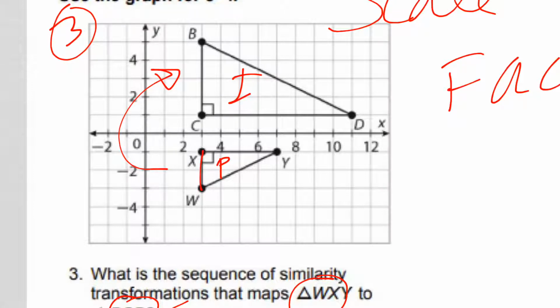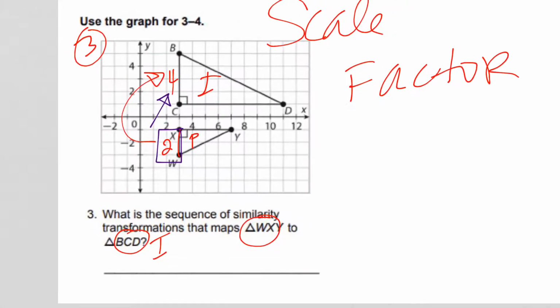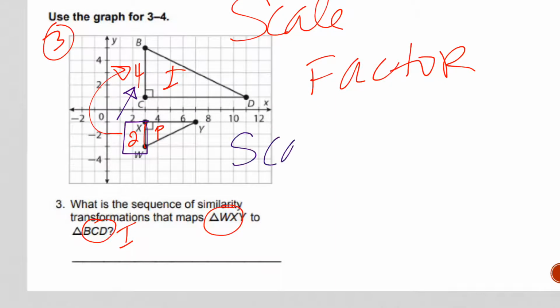So BC measures 4 and WX measures 2. So since the pre-image is a smaller triangle, what did they do to 2 to get to 4? Well, they multiplied by 2. So your scale factor would end up being 2. So on your test tomorrow, you're going to look for the side that's either vertical or horizontal, and you're going to determine, did they enlarge the shape like they did here, or do they shrink it?